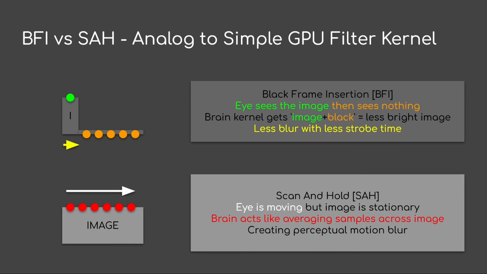Let's start with an analog to a simple GPU filter kernel and talk about two cases: black frame insertion versus scan and hold. For BFI, the eye sees the image, and then it sees nothing. The brain gets the image plus black, so we get a less bright image, but less blur with less strobe time. With scan and hold, the eye is moving, but the image is actually stationary. The brain acts like it's averaging samples across the image, and this is what creates the perceptual motion blur.